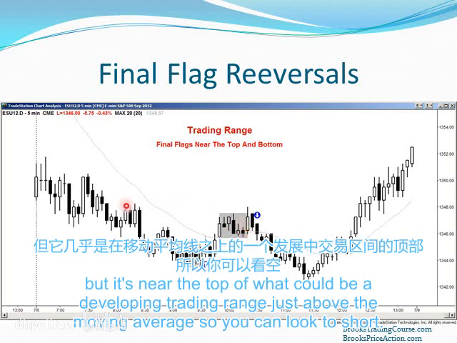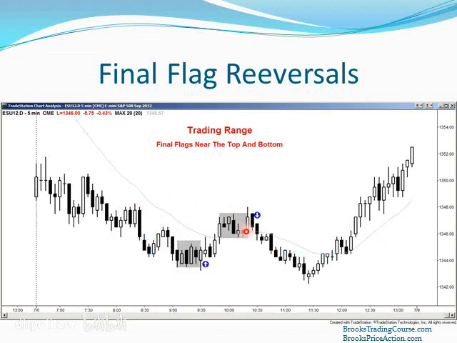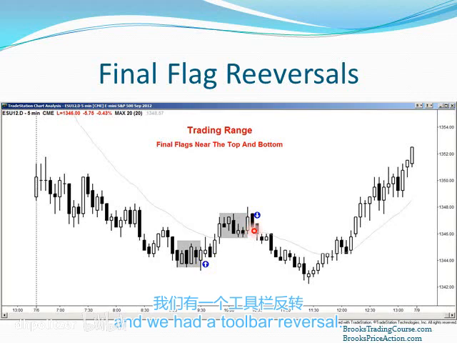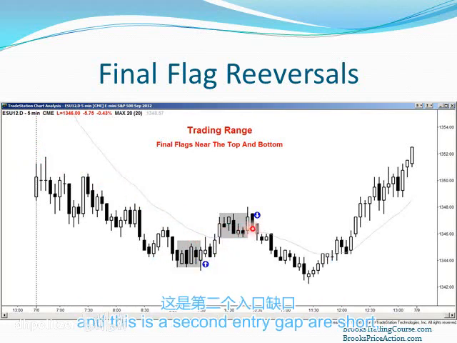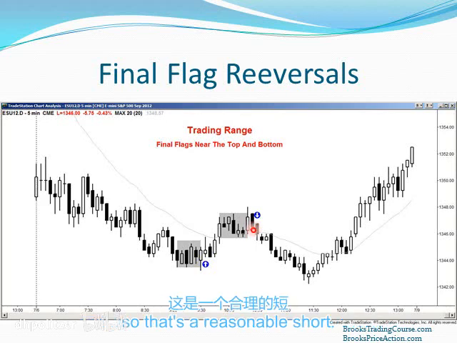But it's near the top of what could be a developing trading range, just above the moving average. So you can look to short the failed breakout, the breakout if it fails. We broke out and we had a 2-bar reversal. That's a reasonable short, especially since this is a big gap down, a bear trend well below the moving average, and this is a gap bar, and this is a second entry gap bar short. So that's a reasonable short.